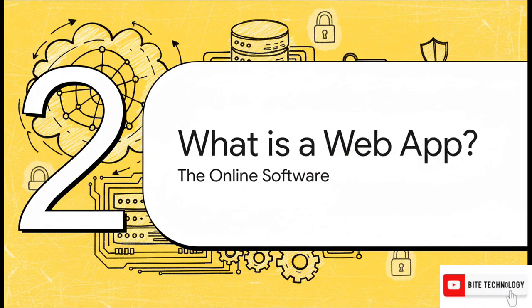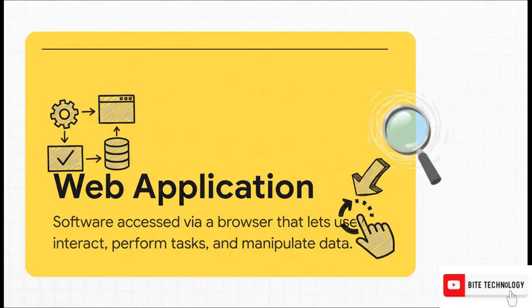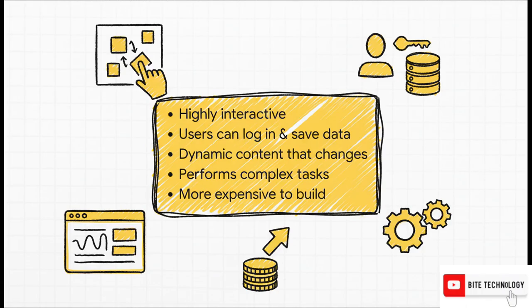Okay, now let's flip over to the other side of our analogy and see how this online software is a completely different beast. So the magic word here is interact. A web app isn't something you just read. It's something you actually do stuff with. You perform tasks, you can change data, you use it like a tool, and it all happens right inside your web browser.